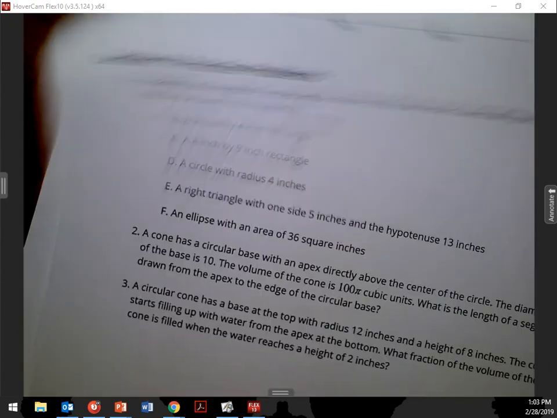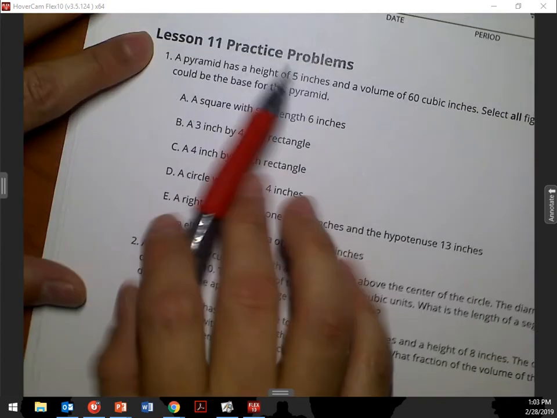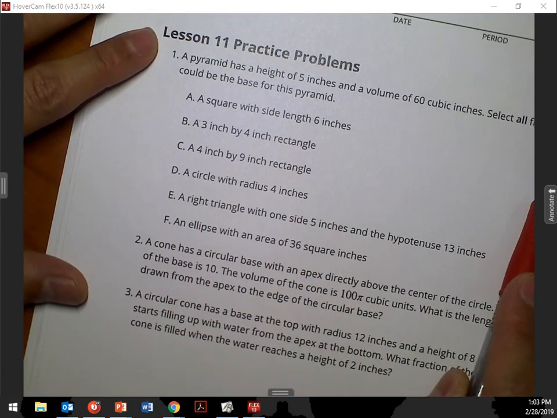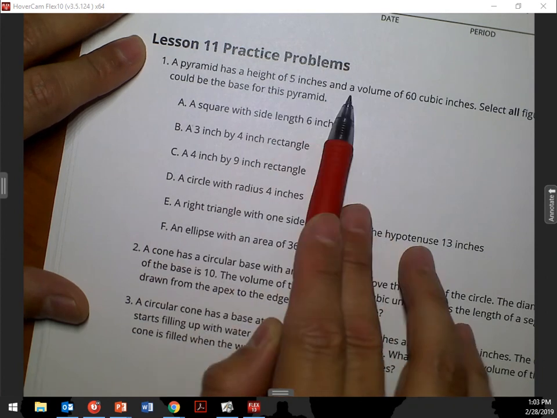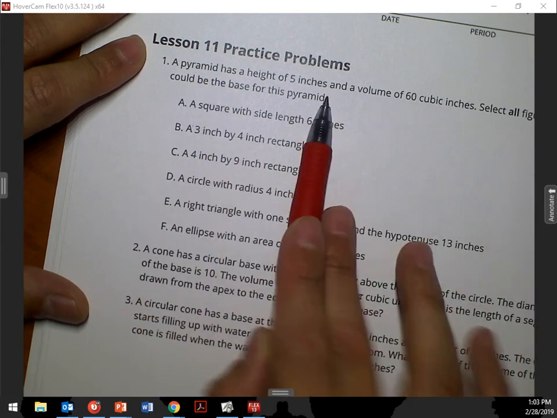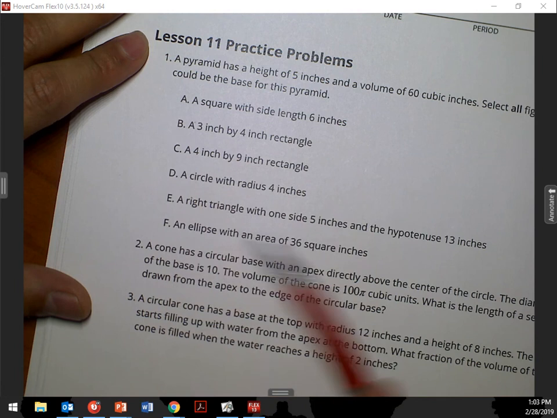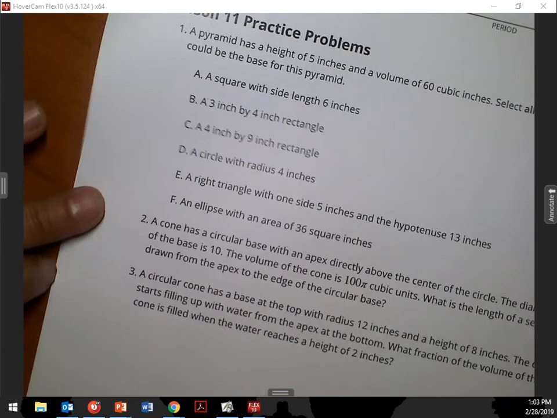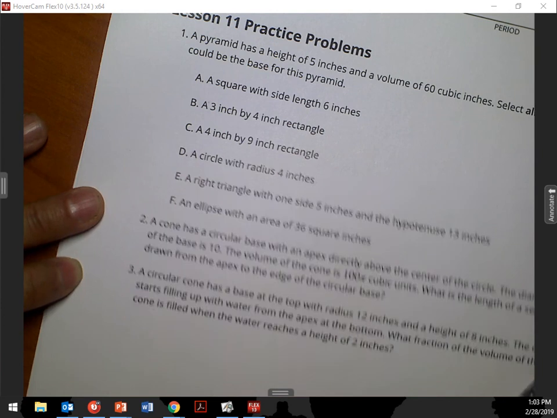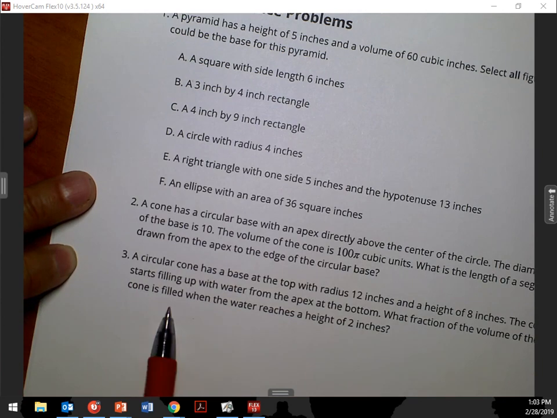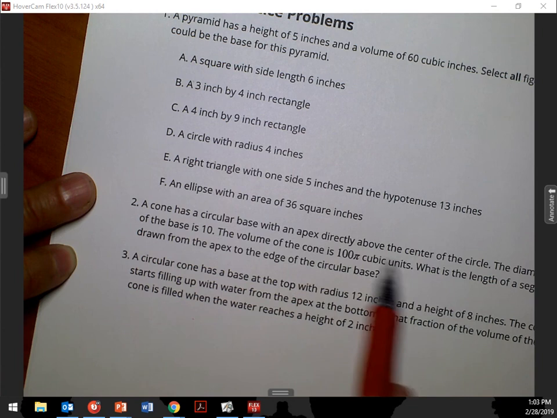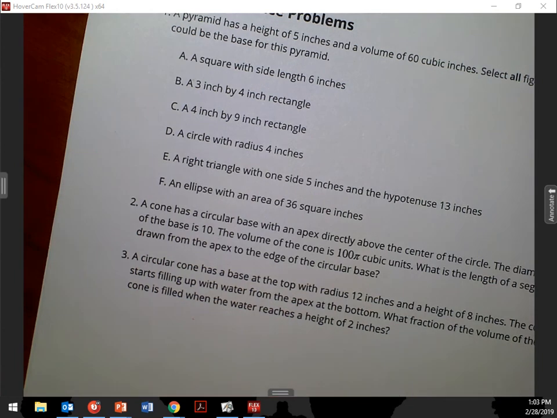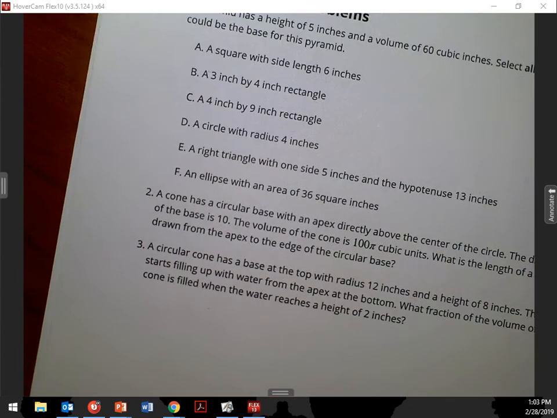All right. Skipping. Okay, pyramid has a height of 5 inches, volume of 60. Select all figures that could be the base. So for this right here, we do the exact same thing as we did on the previous problem, the previous page. And so where's the one that I need to go over?